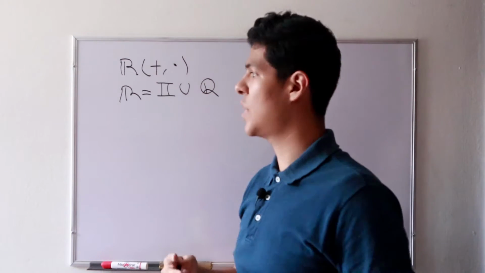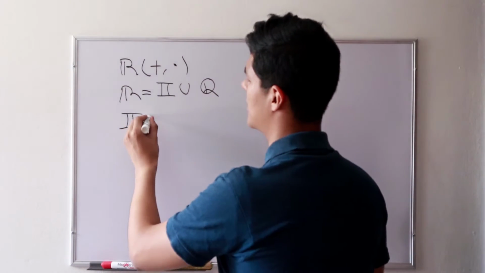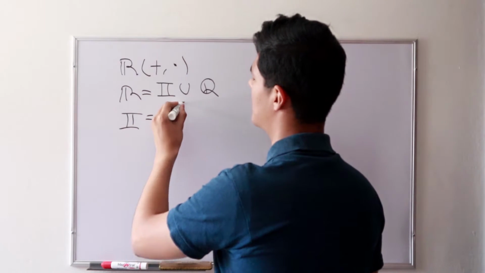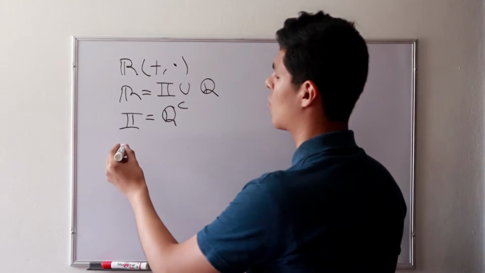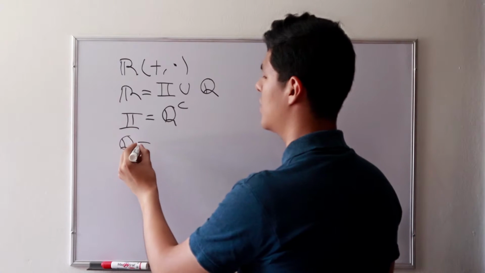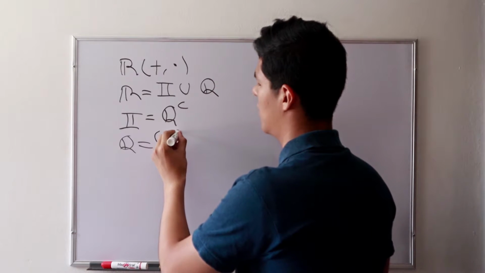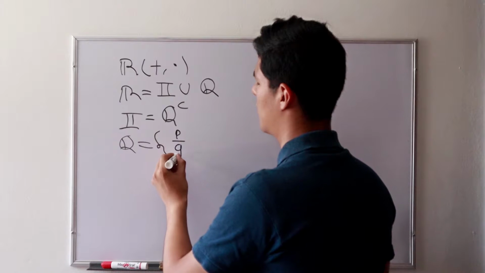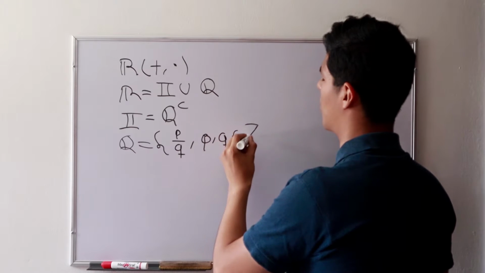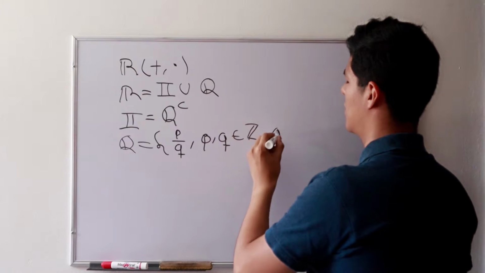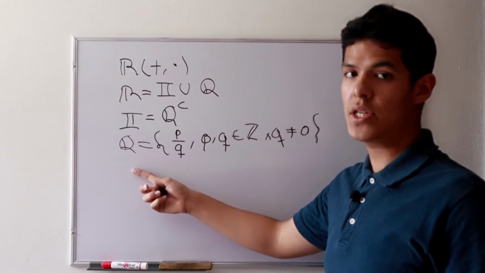A lot of people will put the irrationals as the complement set of the rational numbers. So what are the rationals? The rational numbers are those that can be written as P divided by Q, where P and Q are integer numbers and Q is different than 0. So these are the rational numbers.